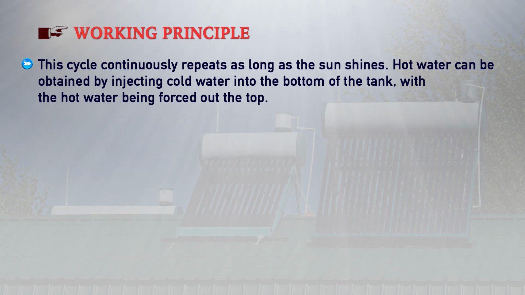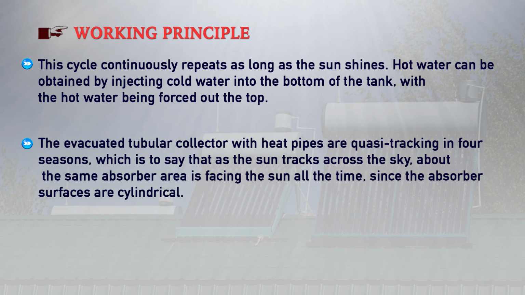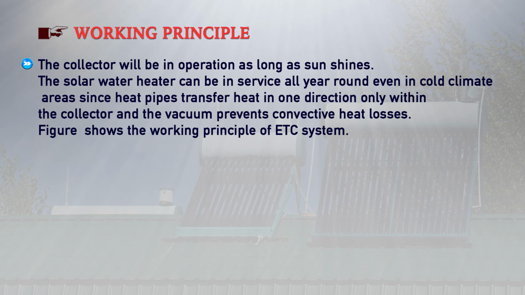Hot water can be obtained by injecting cold water into the bottom of the tank, with the hot water being forced out the top. The evacuated tubular collectors with heat pipes are quasi-tracking in four seasons, which is to say that as the sun tracks across the sky, about the same observer area is facing the sun all the time. Since the observer surface is cylindrical, the collector will be in operation as long as the sun shines.